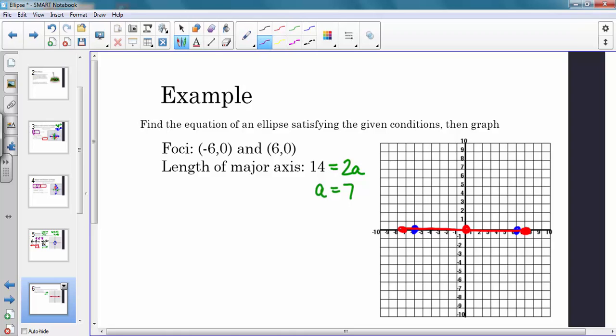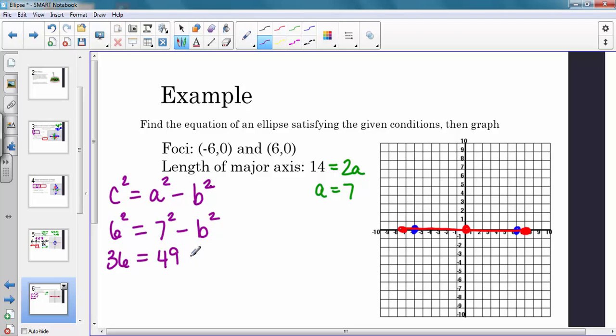So the one thing that we're missing is b. We can find b by using the equation c squared equals a squared minus b squared. We said that c, again, is the distance from the center to my foci, and that was 6, so we have 6 squared. Then a, again, we found by using the length of the major axis, which is 7, so we have 7 squared minus b squared. So we have 36 equals 49 minus b squared. So then we get b squared equals 49 minus 36, which is 13.